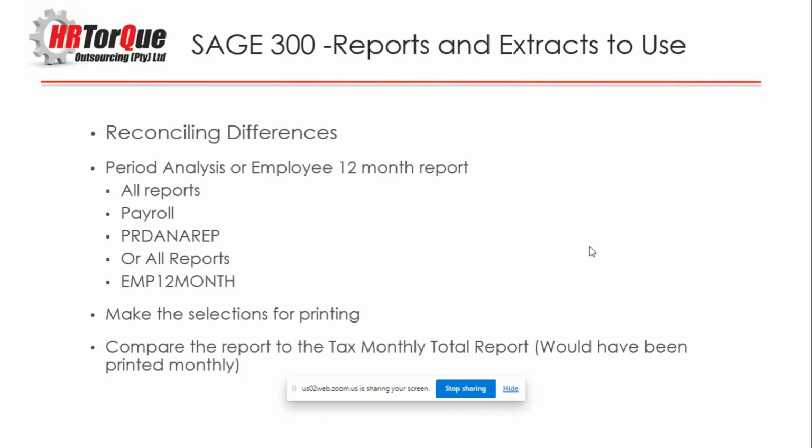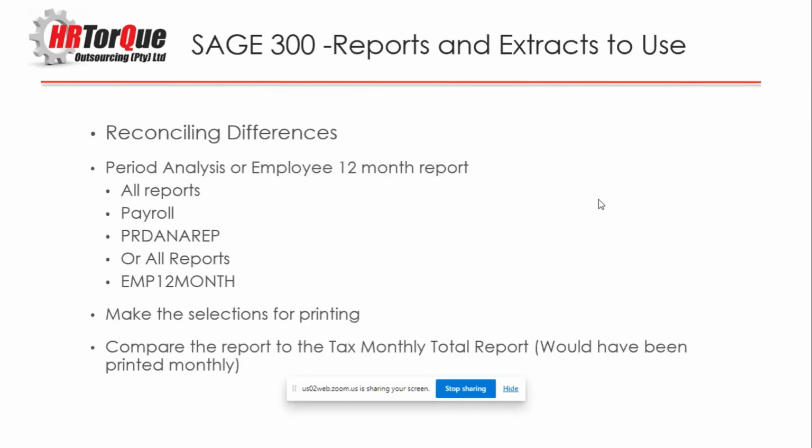To access both of these reports, you would go into all reports. For the period analysis, you would go into payroll, and then select the PRDANAREP report. For the 12-month report, you will also go into all reports, and then select the EMP 12-month report. Then you can take this and compare it to your EMP501 and also your monthly tax totals that you should already have available and have printed.